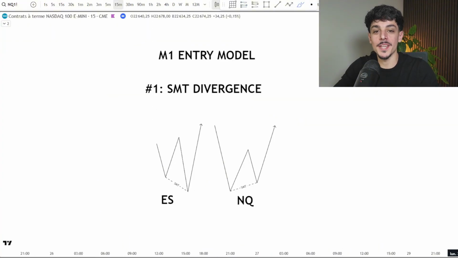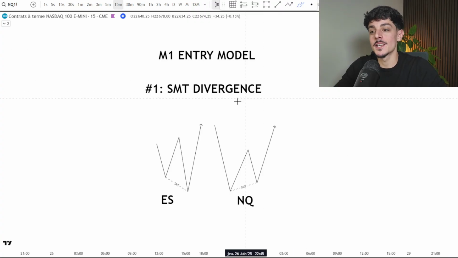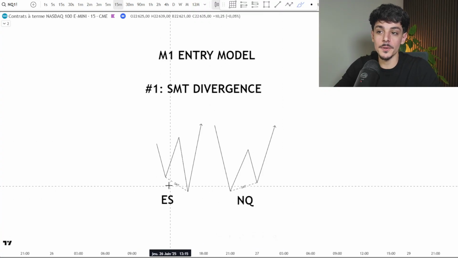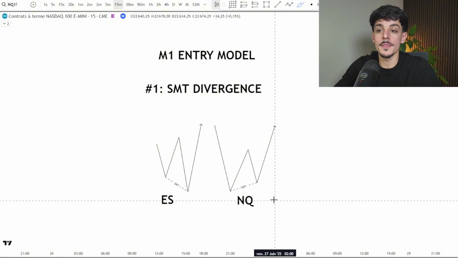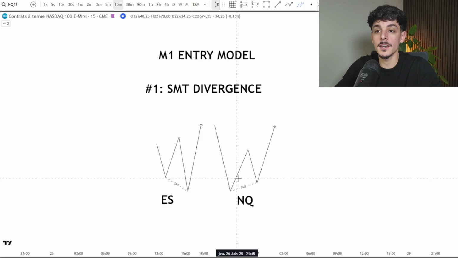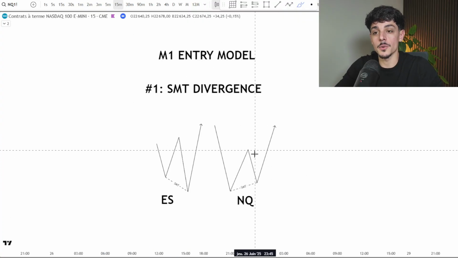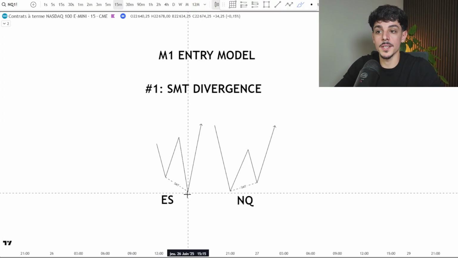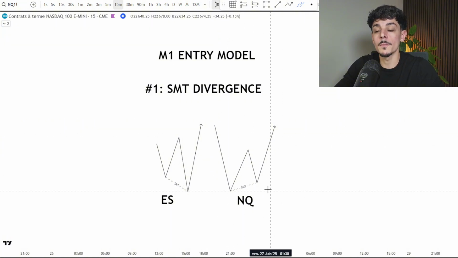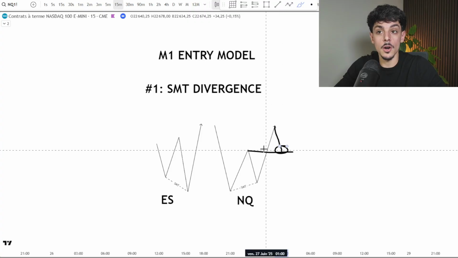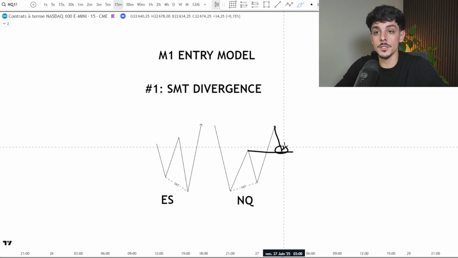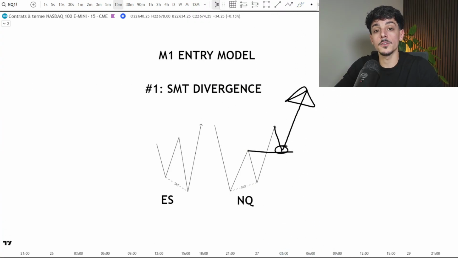The first entry model we have here is SMT divergence. So ES and NQ are correlated pairs, and when ES makes a lower low and NQ makes a higher low, that means that there's a divergence in the market, which signals a reversal. So in this case, you would wait for ES to create a lower low and NQ to create a higher low, then break structure to the upside, and you would want to take your entry off of the pullback towards this break of structure to then see price go up towards your internal gap.